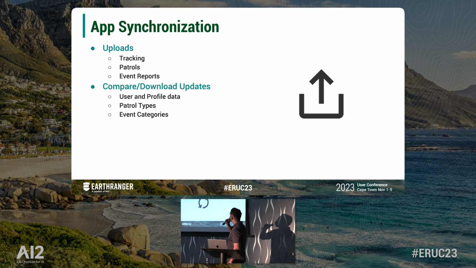For app synchronization, there are basically two types of how the app synchronizes. We upload data to the server, which happens basically when we are collecting data, such as device tracking, patrols, and event types and event information, as I was mentioning before. And the other way of synchronizing is that the app compares resources with the server and then makes the proper updates.